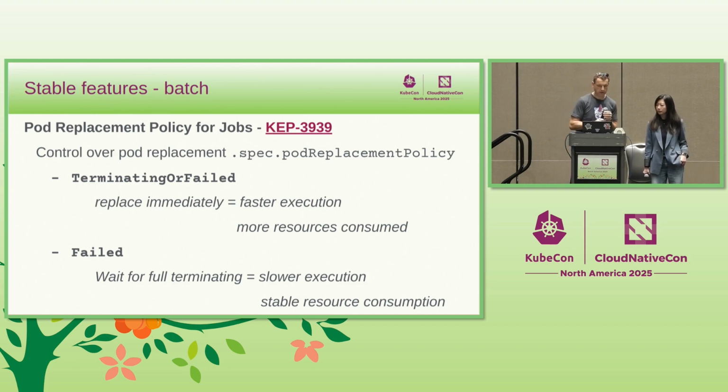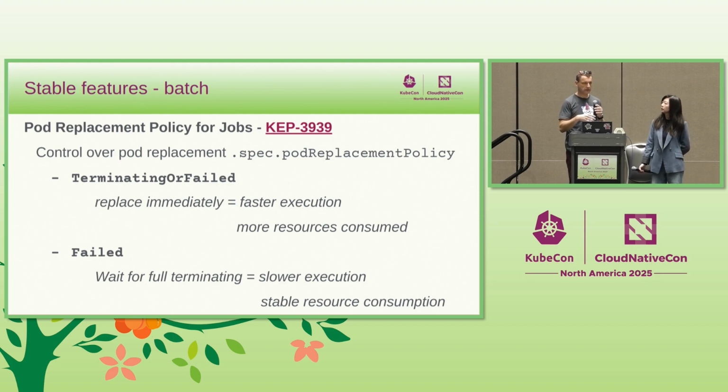Another interesting one was a pod replacement policy for jobs, like we were talking about. And again, the batch is taking the majority of our interest over the past couple of releases. Whenever a pod fails, there are options for how to replace the pod in a job. And not always do you have the ability to do so. Let me give you an example.